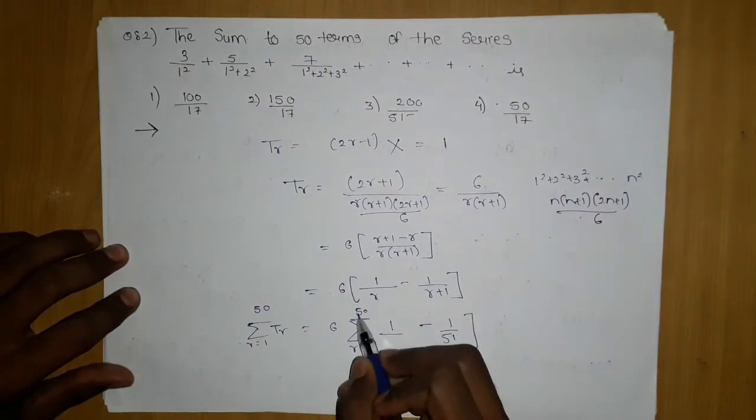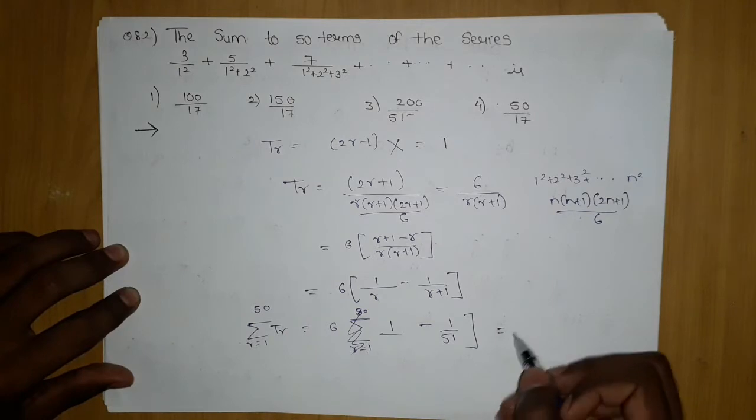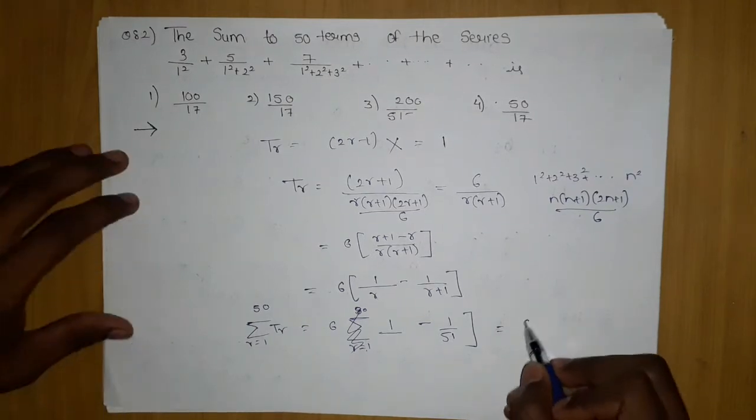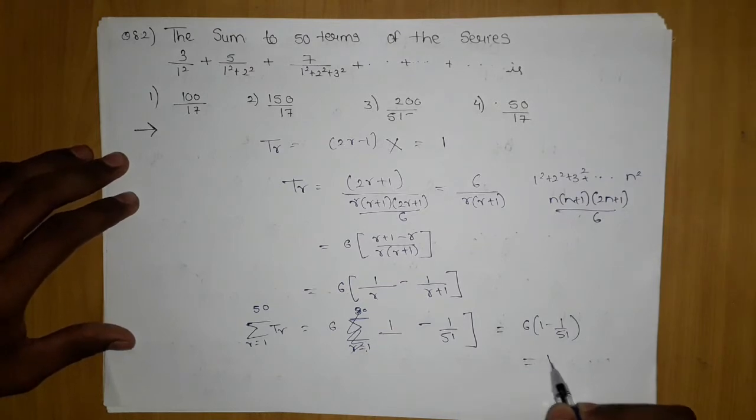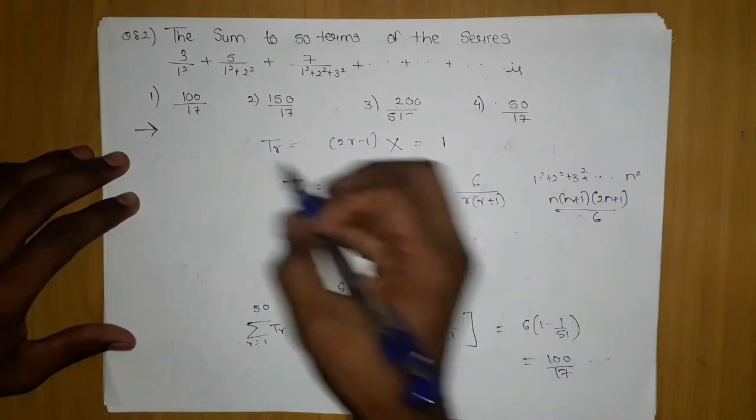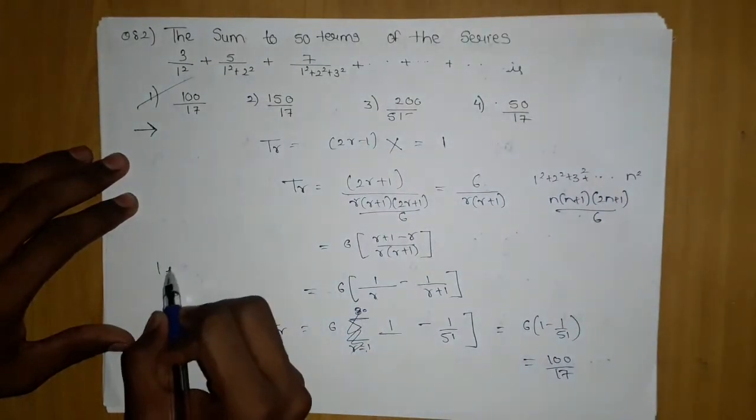Okay, this will get removed, and here what I am going to get is 6 into 1 minus 1 by 51, which will give me nothing but 100 by 17. So this is our answer, which is nothing but the first one. Okay, first is the answer.